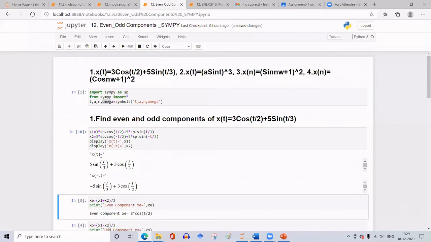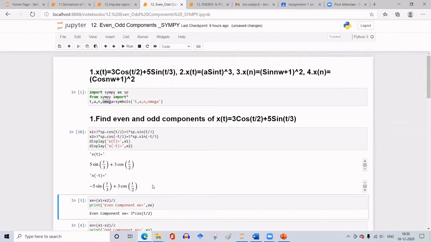Our x of t is 5 sine of t by 3 plus 3 cos of t by 2. And x of minus t is, sine of minus t by 3 is minus 5 sine of t by 3, plus 3 cos of minus t by 2, which is cos of plus t by 2. It has been simplified and written.